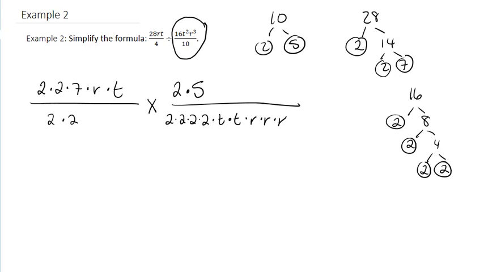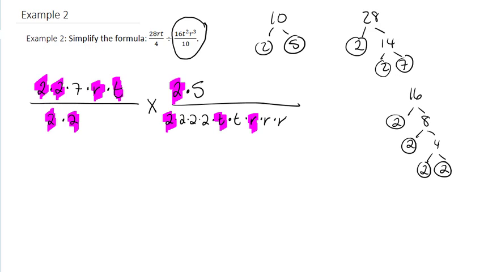Now let's find some common factors. So we have a 2 here and a 2 here. We can cross those out. And then a 2 here and a 2 here. We will cross those out too. And then we have a 2 here and a 2 here. So we'll cross those out as well. Then we also have some diagonal terms we can cross out. So this t and this t. And then this r and this r. And then we have no more common factors.